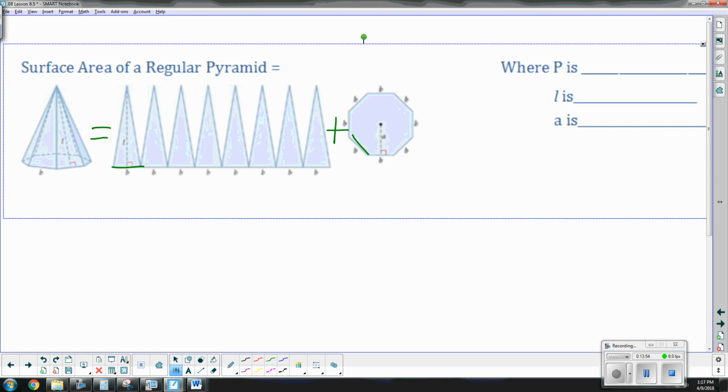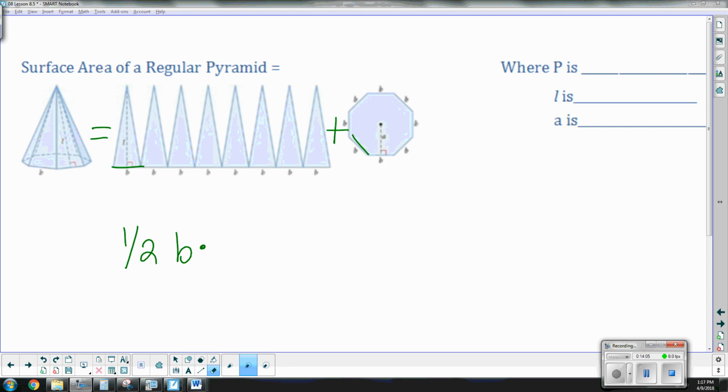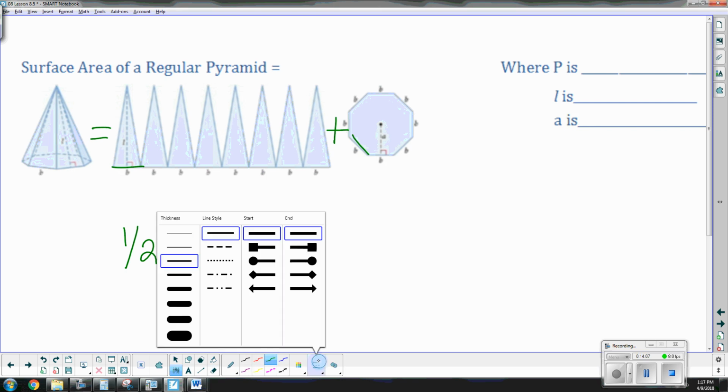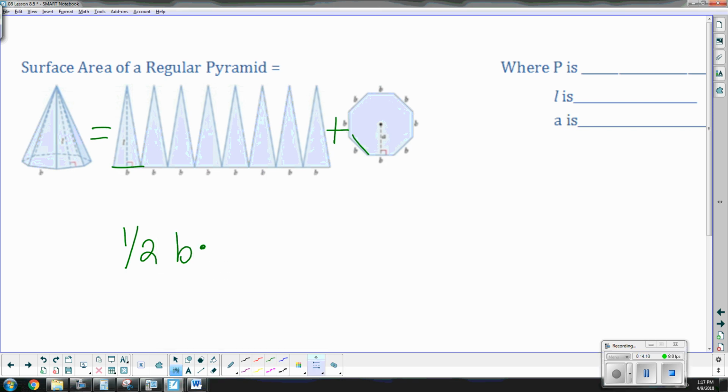So the surface area of a regular pyramid is 1/2 base times height. But in this case, we're going to refer to height as slant height because that's the height of the triangle. So we refer to slant height as L. So 1/2 base times the slant height of the pyramid, which is the height of the triangle, times however many sides there are.